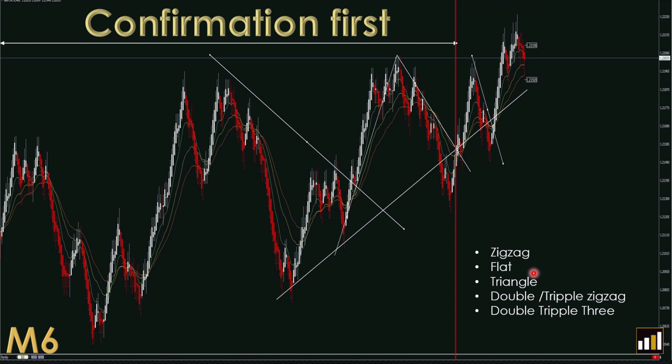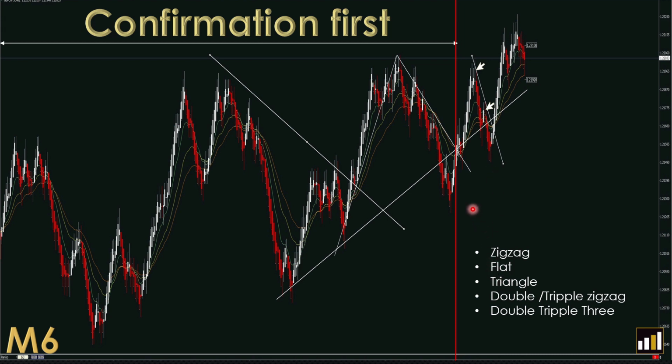What we need to understand here is that on M6, we are looking for a correction, and the most simple correction is going to be a zigzag, a three-wave move down against your long trend. You found confirmation on your 240 and it's going long. Your motive is going long, so your corrective is coming down. Then what we are looking for is identifying that correction with a three-wave move.